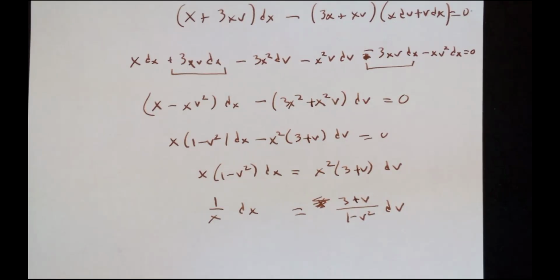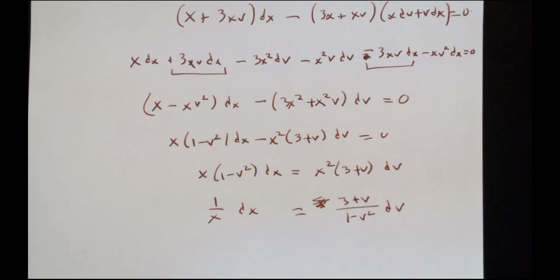72. Not until I'm done. I still haven't solved this equation. This is separated, isn't it? I got to integrate both sides. V over 1 minus v squared, that's a u sub. But 3 over 1 minus v squared, that's partial fractions.